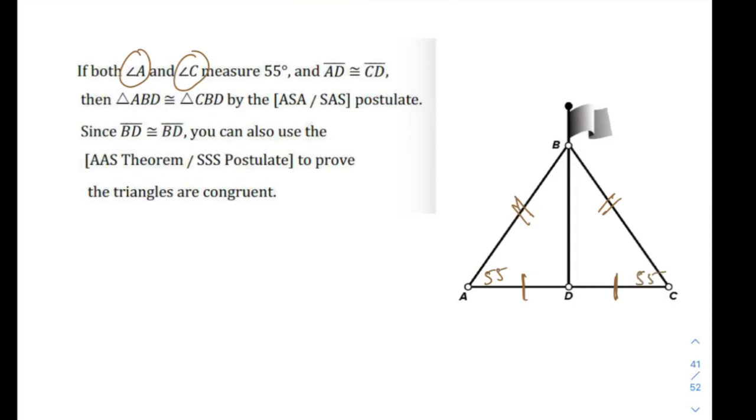So which one can we use here? Since this is side, and then angle, and then side, and we have the same situation here, then they are congruent by side, angle, side. Now, we also have an idea that this side is common, BD is common between the two triangles. So we have three congruent corresponding sides. That means SSS can be used. So for this case, we have SAS and SSS.